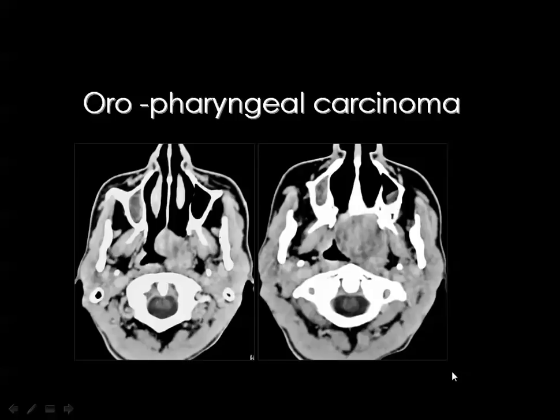This is also an oropharyngeal cancer, and it is related to the medial aspect of the parapharyngeal fat on the left side. The tumor is encroaching on the pharyngeal air column. It is also extending superiorly into the nasopharynx. And this is a common feature of oropharyngeal carcinoma. It can extend upward, and also the nasopharyngeal carcinoma can extend downward.